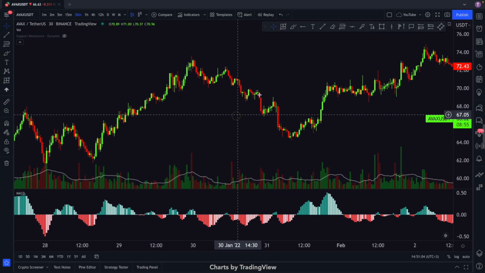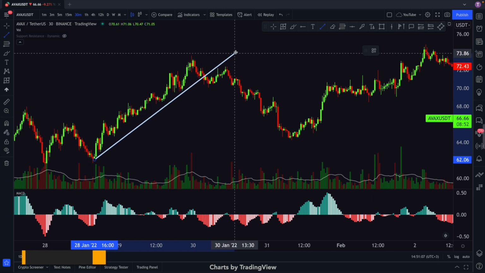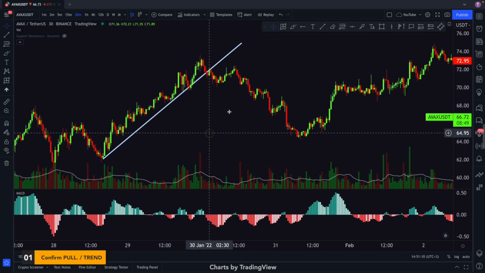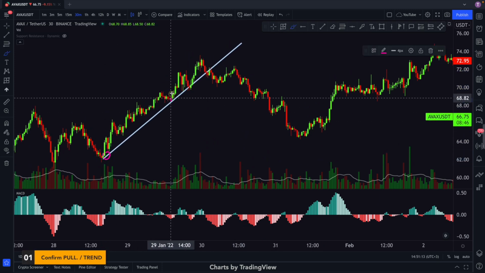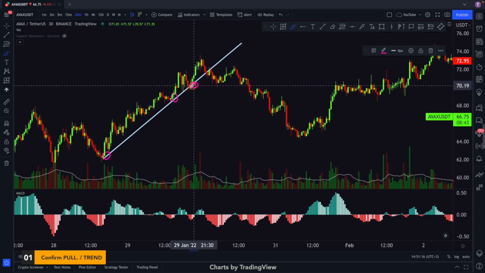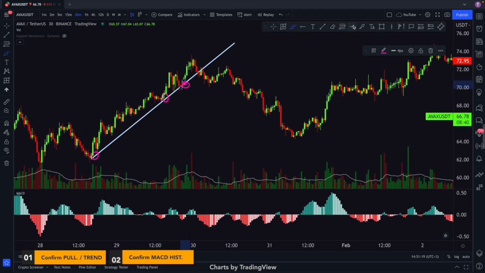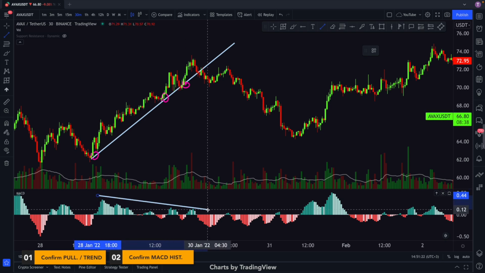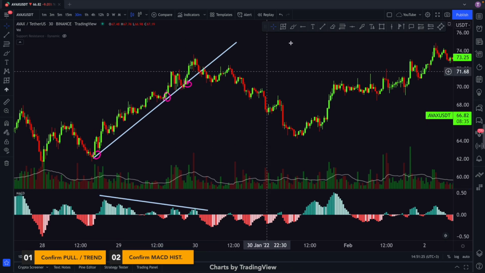Okay, let's see more examples. Now, please watch me and see how many times you could have traded this pattern in a row. The only problem is entries. You have to improve your entries. Please do a lot of backtesting to improve your entry style.